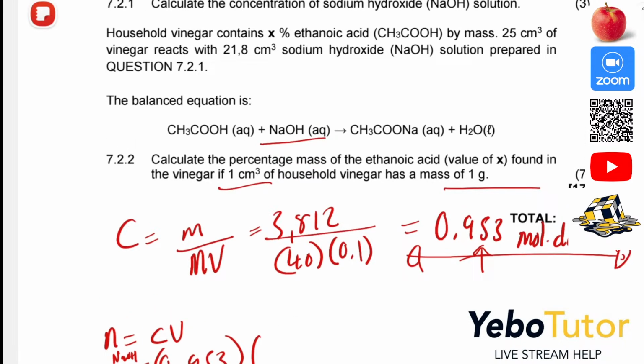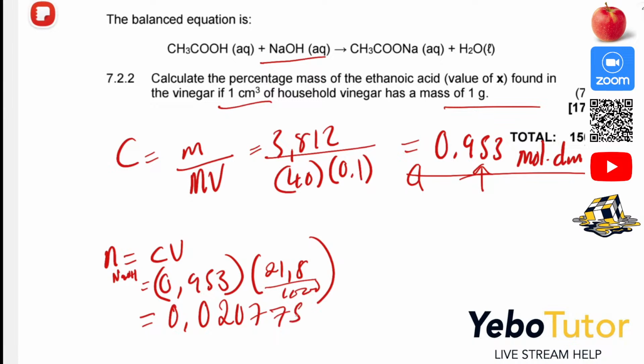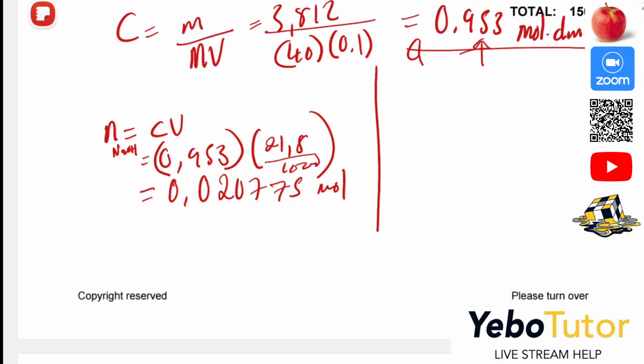given as 21.8 centimeter cubed, which means you need to convert that, so that would be 21.8 times 10 to the power negative 3, or someone can just say divided by 1000, so that it can be converted to decimeter cubed. So let me use my calculator over there. Then I'm getting 0.020775 moles.